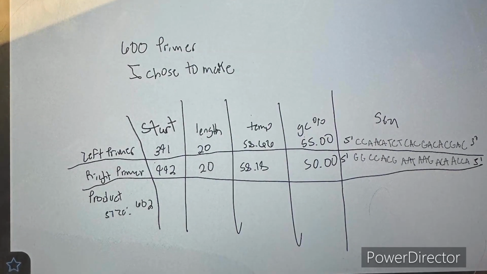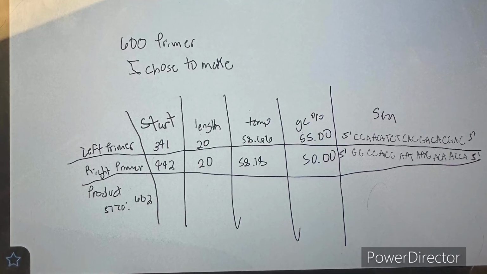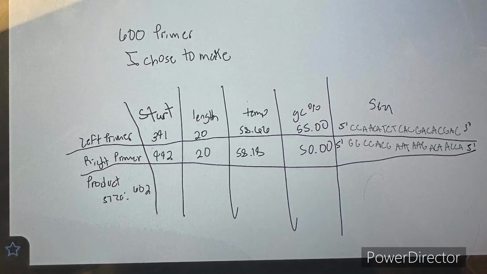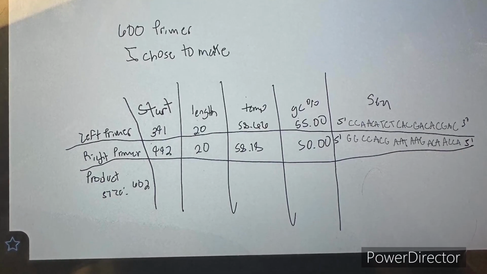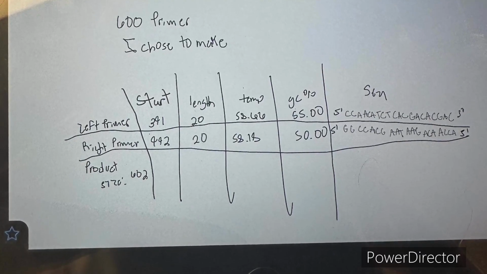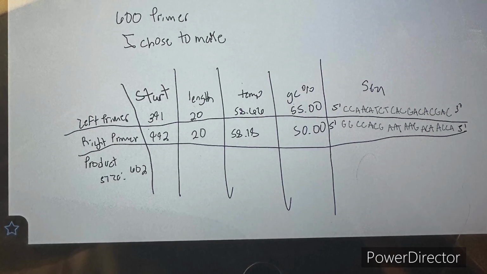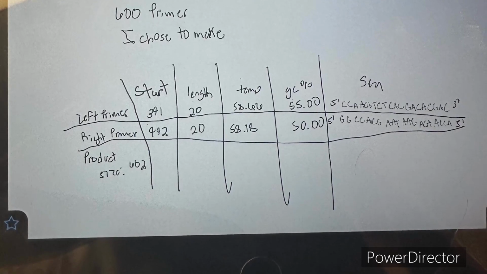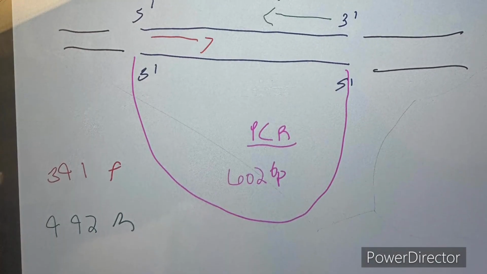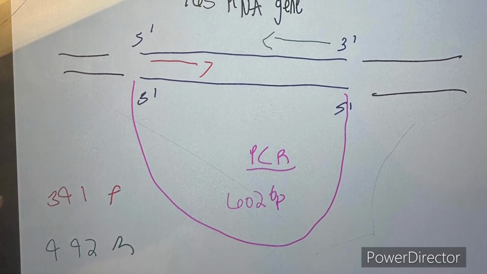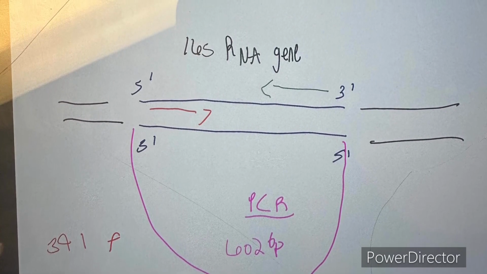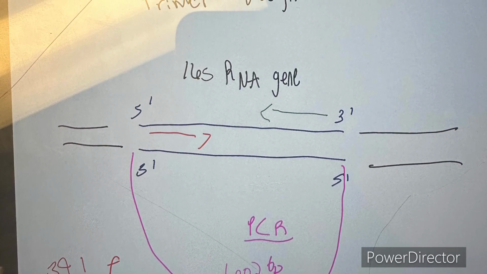I will be showing how the primers actually looked in the 16S RNA gene. I will be using the 600 primer I chose to make, in which we can see that it starts in the forward direction at 391 and in the reverse direction at 992, and the product size is 602 base pairs. This is how they would look in the 16S RNA gene. The 391 forward, you can see it there with the red arrow, and the 992 reverse, you can see it there with the green arrow.